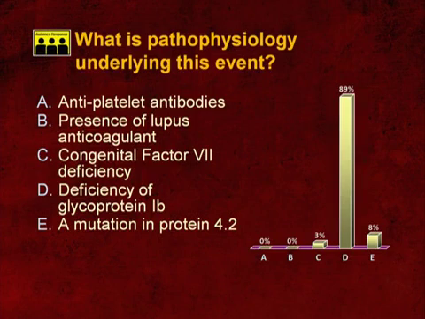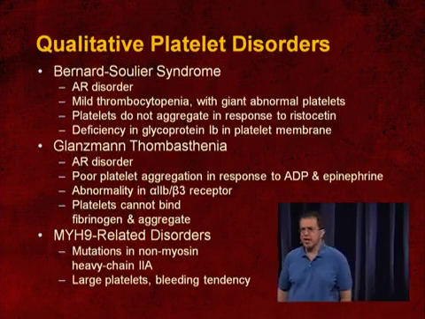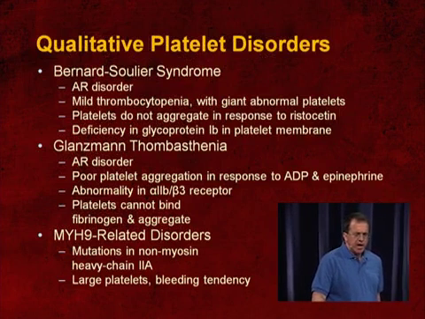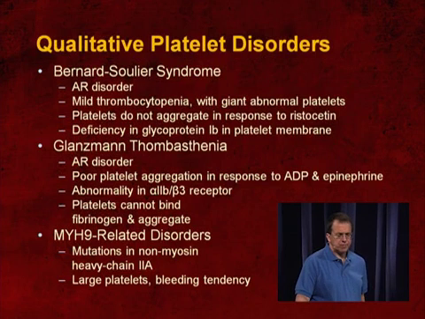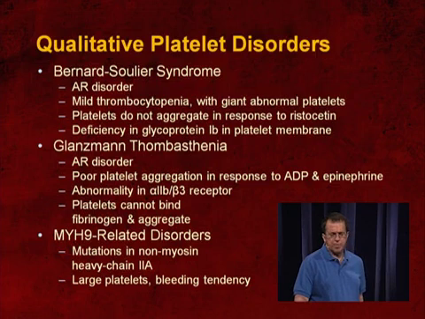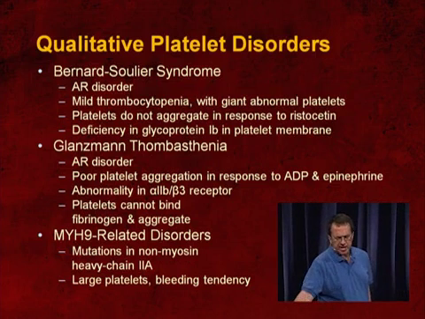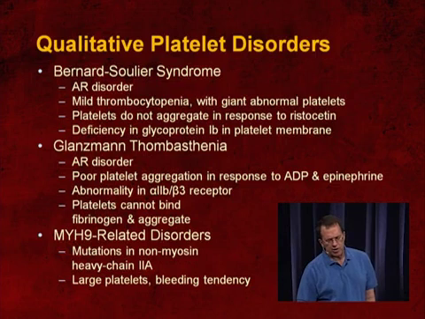You guys are smart, okay? Because this is a qualitative platelet disorder, okay? And there are a bunch of different ones. And they're hard, okay? This is Bernard-Soulier, often mild thrombocytopenia with big platelets, and it's got a deficiency in glycoprotein 1B in the platelet membrane, and that's why it doesn't work. You can also have Glanzmann. That's going to be poor platelet aggregation response to ADP and epinephrine. I think you're just going to have to go back and go over those.